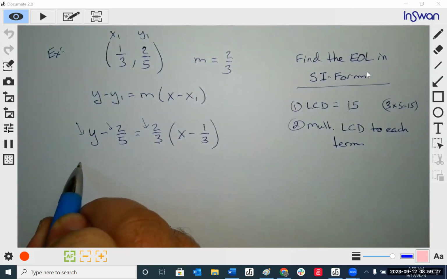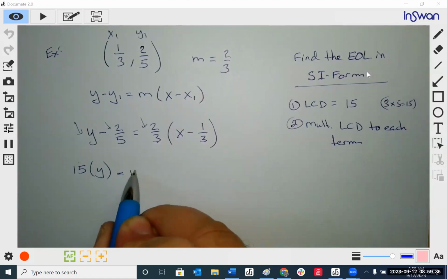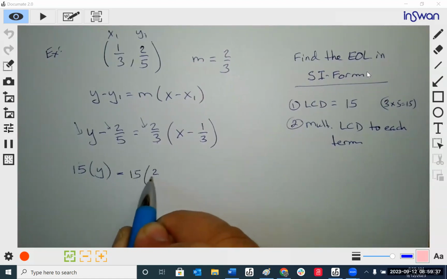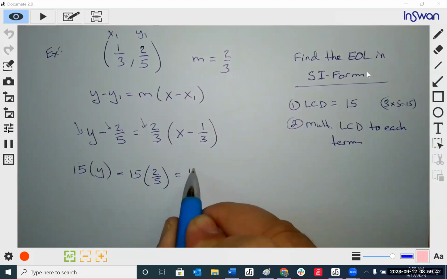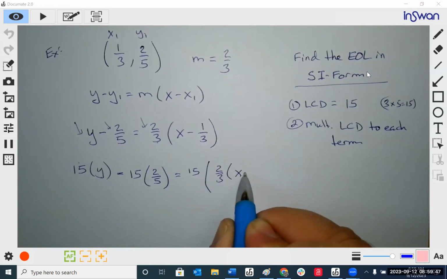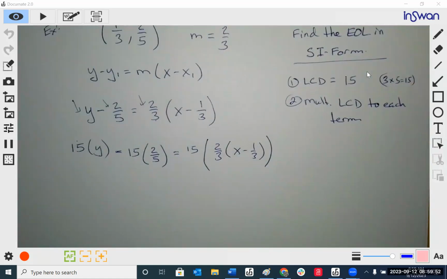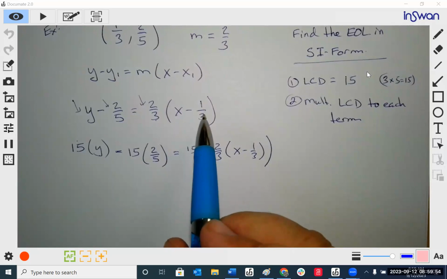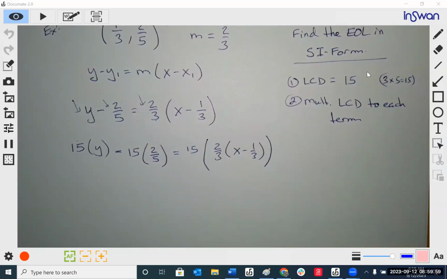So you have 15 times y minus 15 times 2/5 equals 15 times 2/3 times the quantity x minus 1/3. This 1/3 inside here you can't touch because it's inside the parentheses. You can only multiply stuff outside the parentheses.